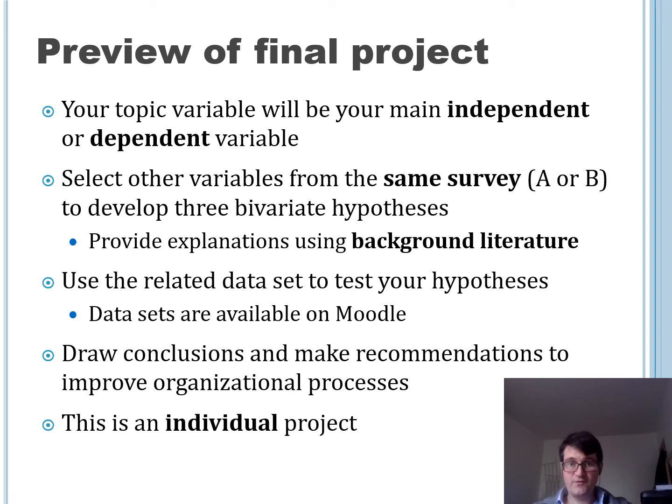And then for each one of those hypotheses, you need to provide a reasonable theoretical explanation for it, drawn from the background literature. So you can do library research using previously published studies, whether those are journal articles or dissertations, what have you. Preferably journal articles, they're easier to find, usually easier to read. So go for that. But again, very similar to what you're doing in assignment 1, and then use the related data set to test your hypotheses and write those up, similar to what's happening in assignments 2 and 3.